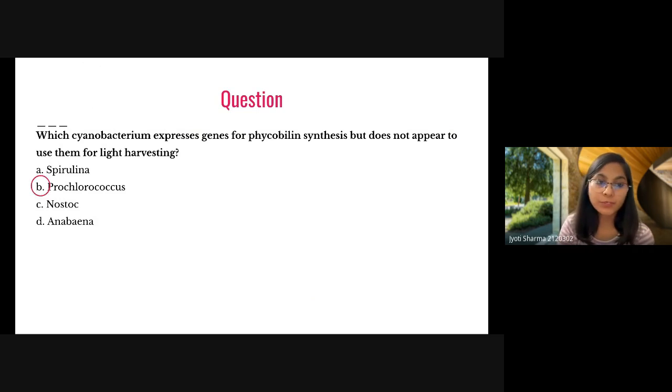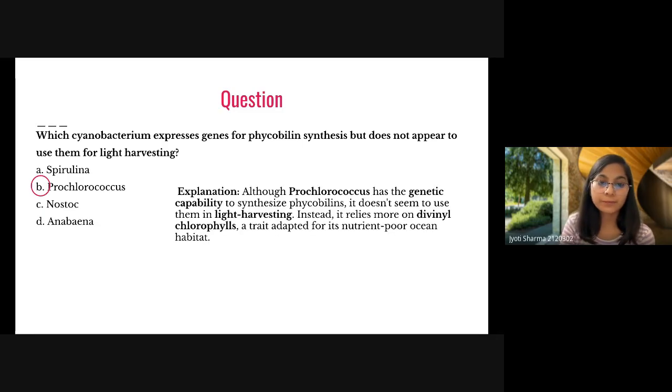Okay, so let me show you the answer. This is just to remember the thing. It is not always that you will remember things. So this is Prochlorococcus, which has the gene for phycobilin synthesis but does not appear to use them for light harvesting.